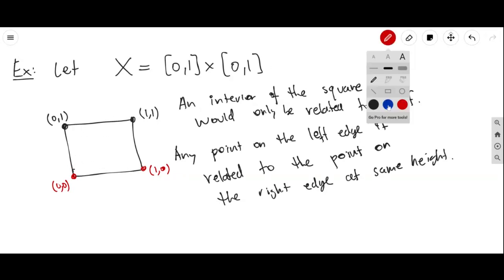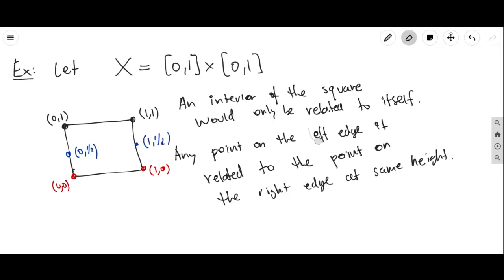Then let's say you have this point. This one is, let's say, 0, 1/2, and this is 1, 1/2. So these are being glued together. That's what we mean. Any point on the left edge is related to the point on the right edge at the same height. So it has to be at the same height. Here the height is 0, so it's related to the point at height 0. This one is related to this.